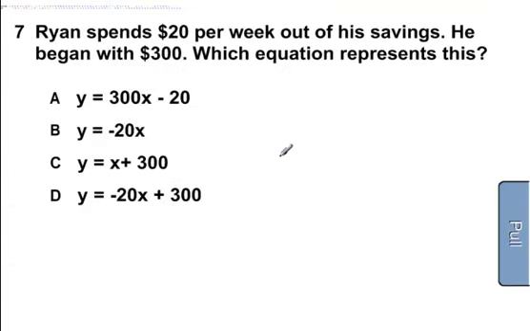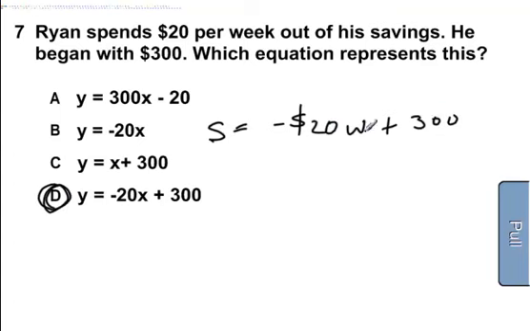Ryan spends $20 per week out of his savings. So every week, $20 every week, 20 per week. He began with $300. So he spends this. So spends is what kind of number? It's a negative. I have to give it away. He started with a positive 300. So his savings, S, equals minus 20 every week, because he's going to get rid of it, but he started with a positive 300. So if you look, that's our answer. So we can take words and change them into equations.